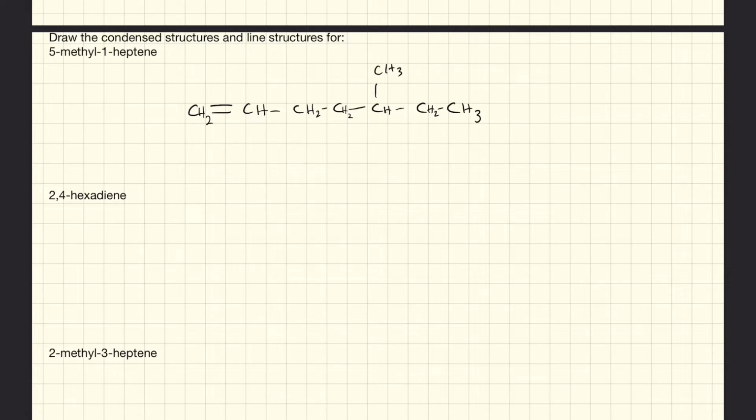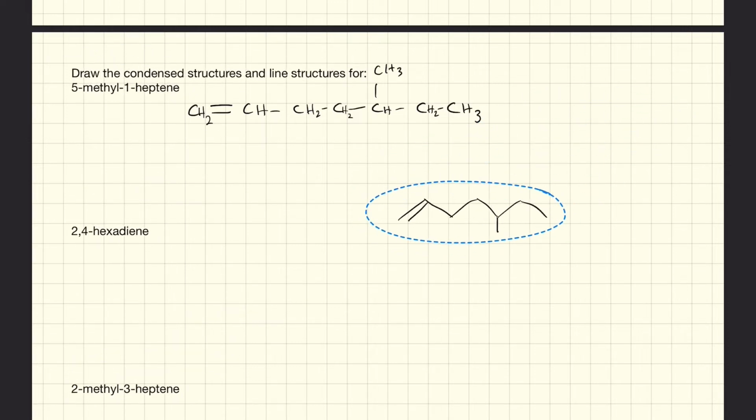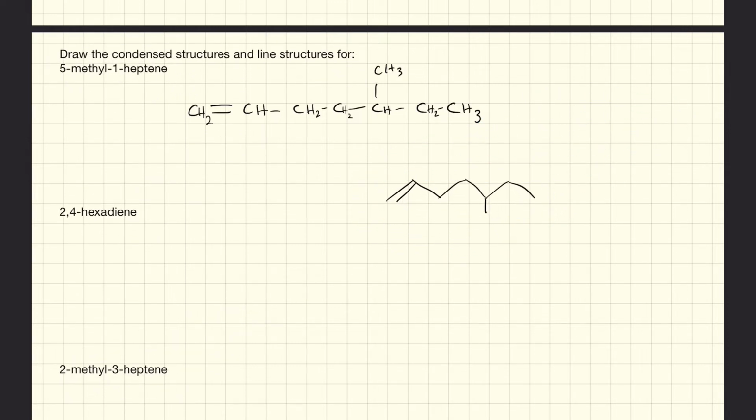Okay, there's my condensed structure. Also with the lines, 3, 4, 5, 6, 7. Okay, so there's 7. Put my double bond at 1, 2, 3, 4, 5. There goes my methyl group. Okay, so there's my line structure. Oh, I guess I don't want to do that.